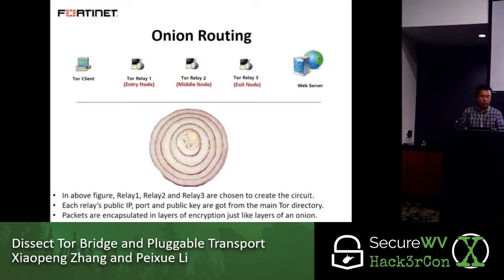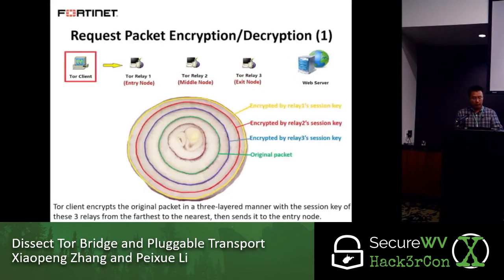After a circuit is created, let's see how the traffic is routed to the destination from the Tor client. So you know what this is, right? This is an onion. The Tor network uses the onion routing technique. But why is it called onion? Because the packets in the Tor network are encapsulated in layers of encryption, just like layers of an onion. So let's see how it works step by step.